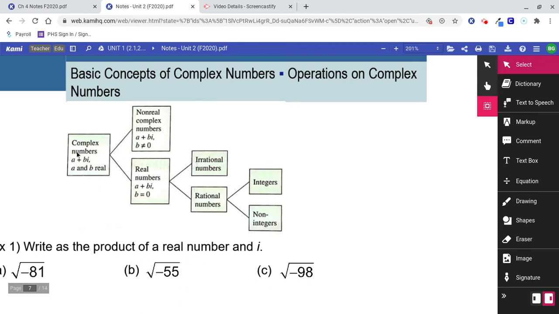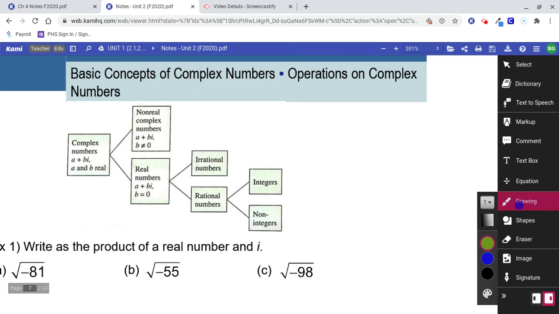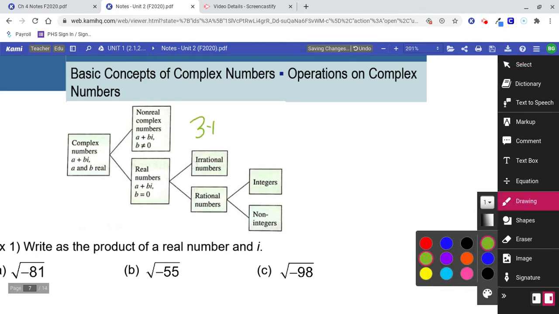And so with a real number, your b number is 0, and that makes us not have any imaginaries. But for complex numbers, b does not equal 0. We're going to have an imaginary number, and so your answer a lot of the times is going to look something like 3 plus 4i. That's a complex number. Okay, so what is i?